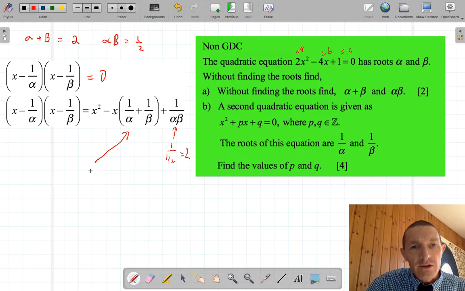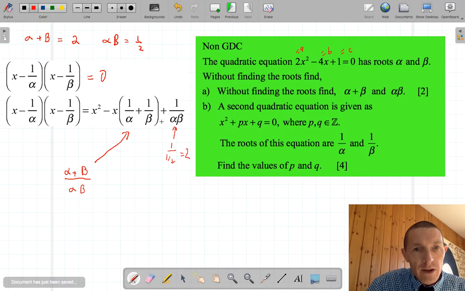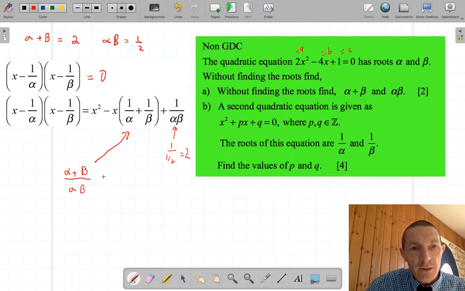What I'm going to do with this is I'm going to turn it into a single fraction. So I'm going to have alpha plus beta divided by alpha beta. So these two times together, and then I do 1 times beta for this number and 1 times alpha for this number. Alpha plus beta I've got is 2. Alpha times beta I've got as a half. Just following that through, it's going to be 4.